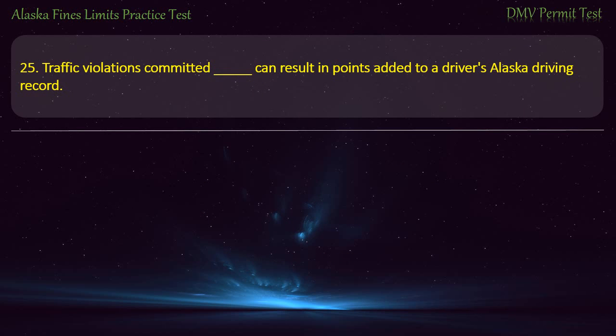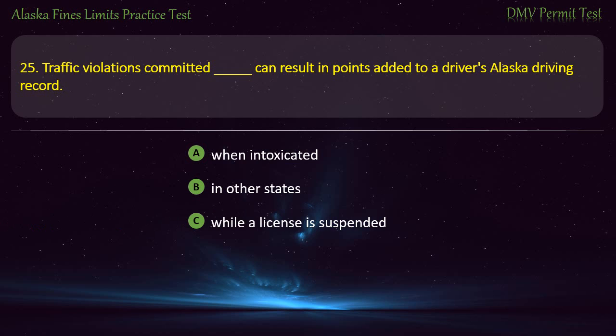Question 25. Traffic violations committed can result in points added to a driver's Alaska driving record: when intoxicated, in other states, while a license is suspended, none of these answers are correct. Answer: In other states.